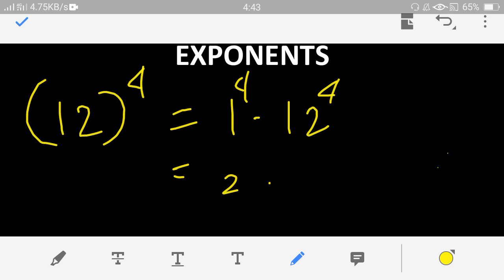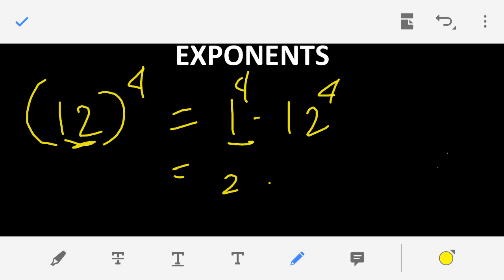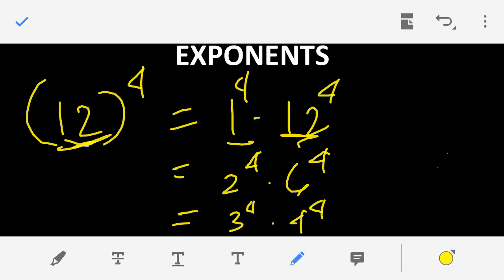Okay. Again, our 12 can be written in terms of its factors. So it can be written as (2 times 6) raised to the power 4, and it is equivalent to this. We can write this as (3 times 4) raised to 4, and each of the two factors gets the exponent. Okay, so did you understand? Did you understand the concept?